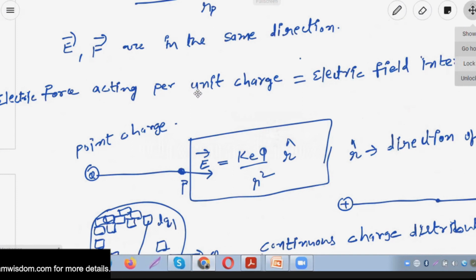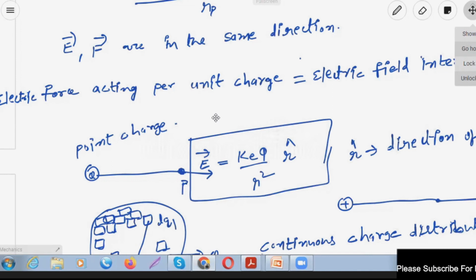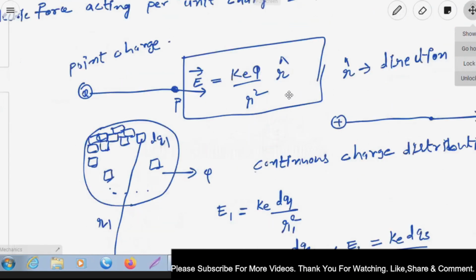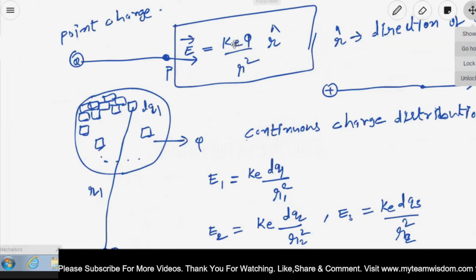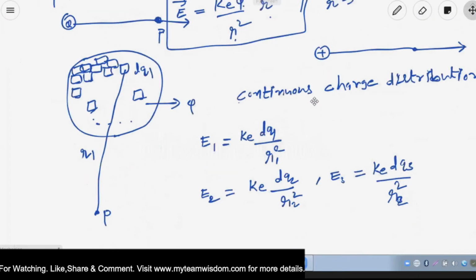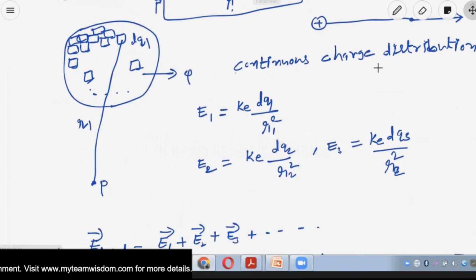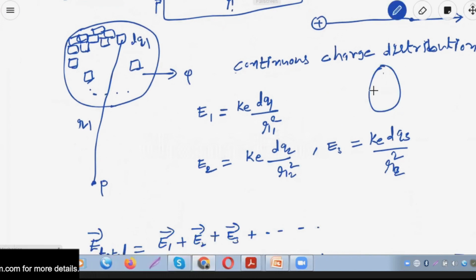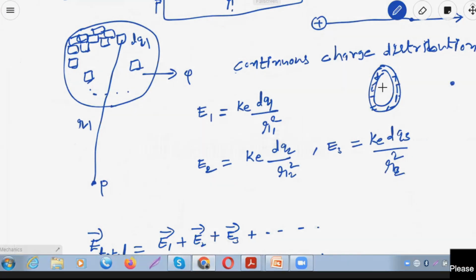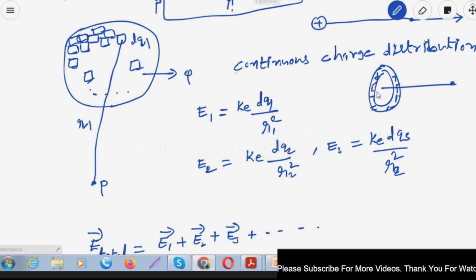Electric field and electric force are in the same direction. Electric force per unit test charge is called the electric field intensity. Now, electric field due to a point charge is very easy to write: K into Q by R square into R cap. But suppose you have a ring like this, and upon the ring there is a charge. If you would like to calculate the electric field, then that point charge equation will not be valid for you.